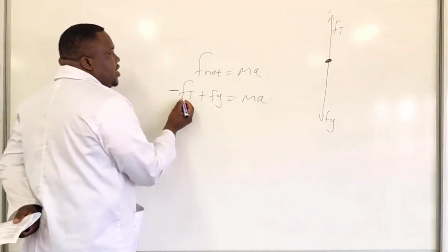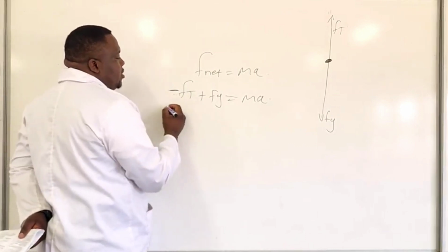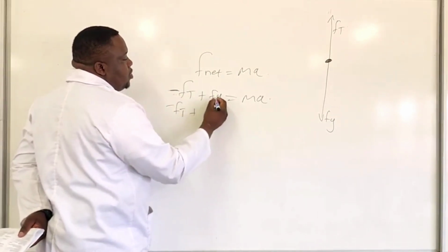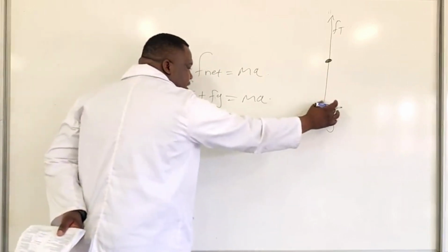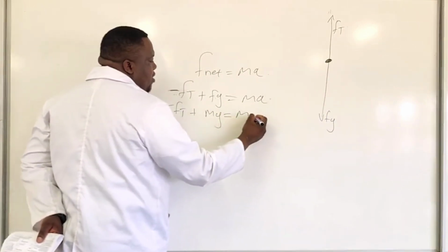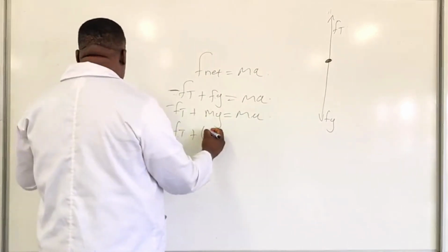Okay, then tension force is what we are calculating. Gravitational force can be calculated by mg. It's just straightforward. Then we have ma, then we substitute: tension force plus mass is 2.